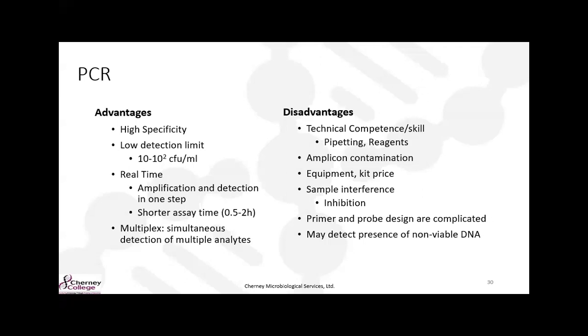There's also the issue with sample interference and inhibition. Some sample matrices will interfere with that fluorescent detection. So that can be one disadvantage. And primer and probe design can be complicated for people to understand. So that's another disadvantage. It may also detect the presence of non-viable DNA.